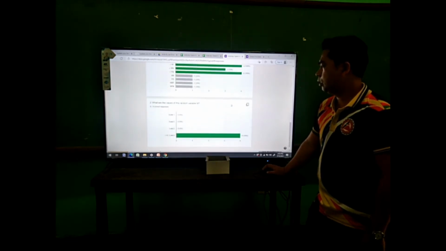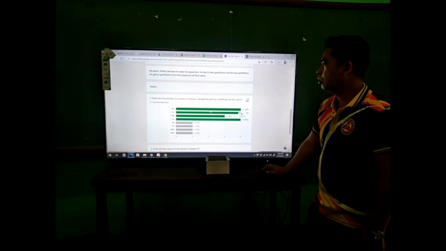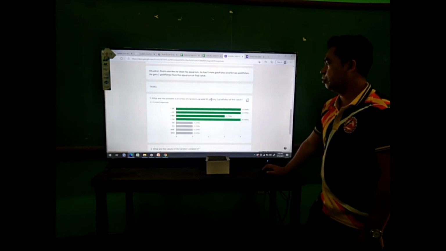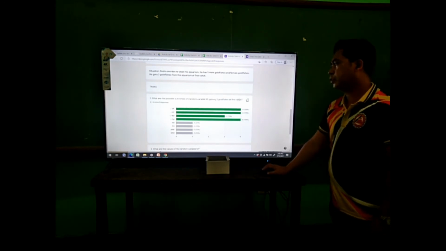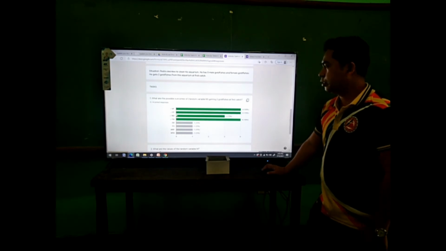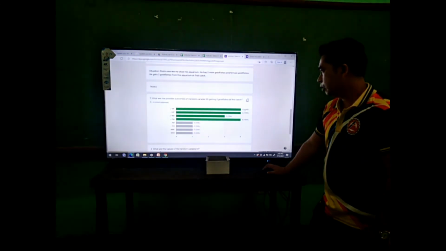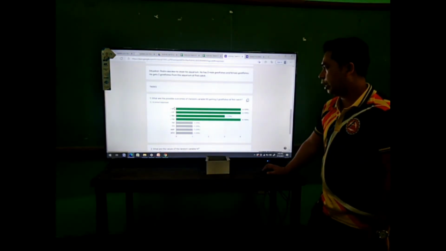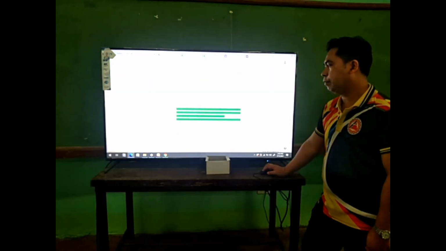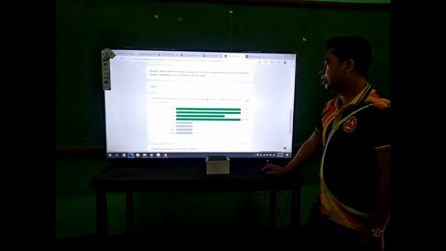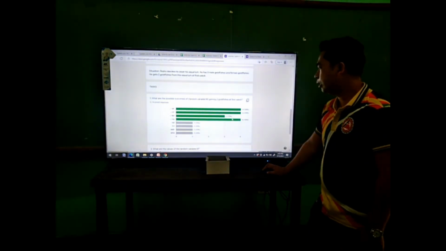As you can see here in our graph, the first question: what are the possible outcomes of random variable M, getting 2 goldfish at first catch? Most of you answered correctly. We have here the correct answers: MF, FF, MM, and FM. Everybody in the group has answered the question correctly.